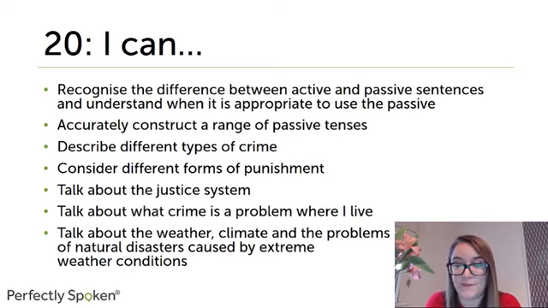I can talk about the justice system, and I can talk about what type of crime is a problem where I live. And the final lesson, lesson 19, if you've studied this, you can talk about the weather, climate, and the problems of natural disasters caused by extreme weather conditions. So again, there's a lot that's been covered. And if you've studied lessons 16, 17, 18, and 19, this is what you can do.